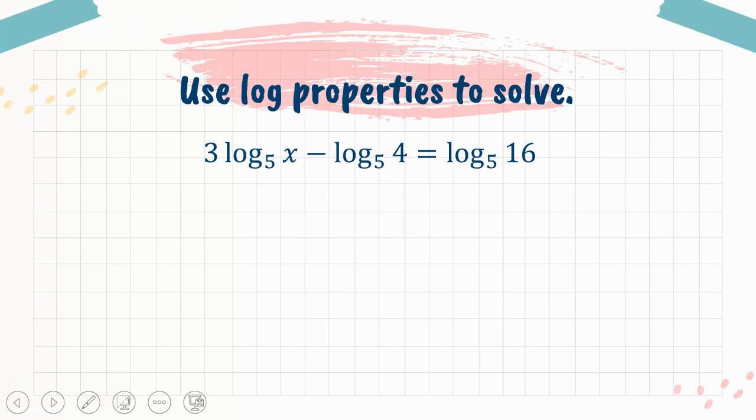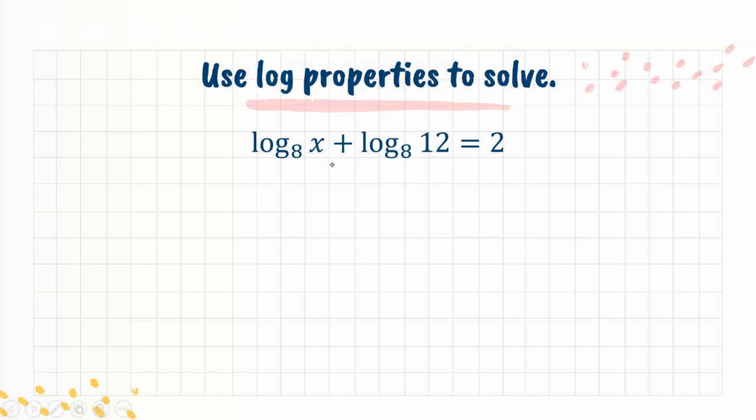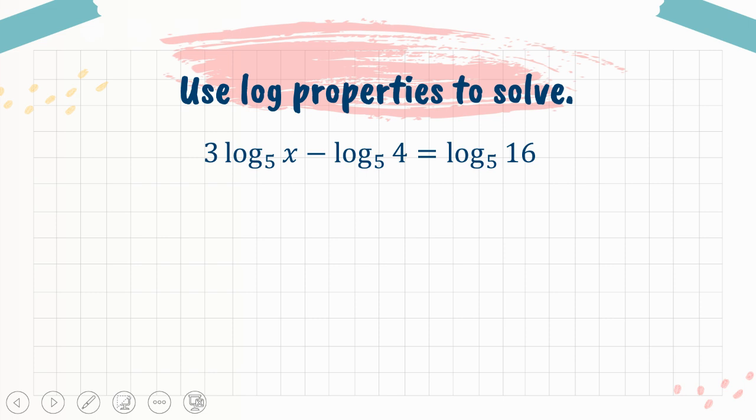Our log properties, remember, tell us that when we are adding, we multiply, or when we're multiplying, we add. Subtraction and division go together, and then powers or exponents and multipliers go together. We need to condense. Remember, we talked about canceling out logs with the same base. That only works if you have one of each type of log. So in this equation that's given here, I cannot go through and cancel out all the logs. I could cancel one for one, but I cannot cancel out all of them.